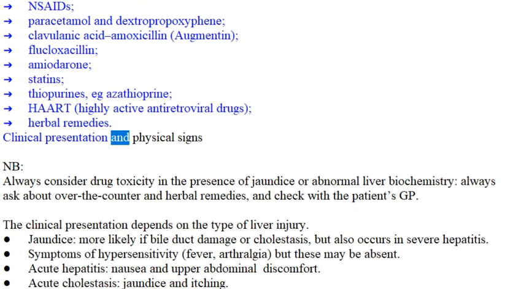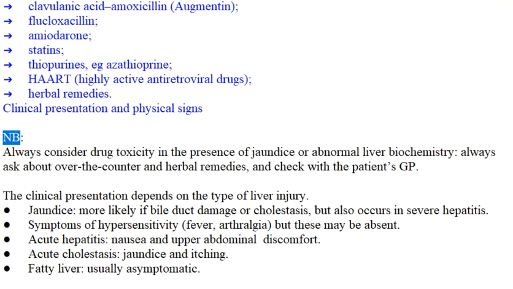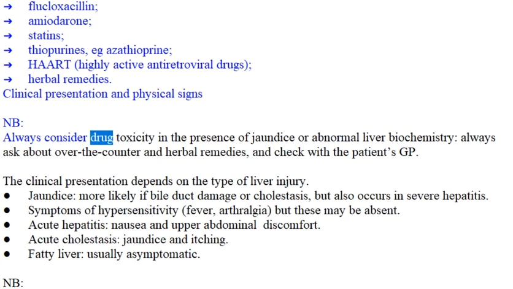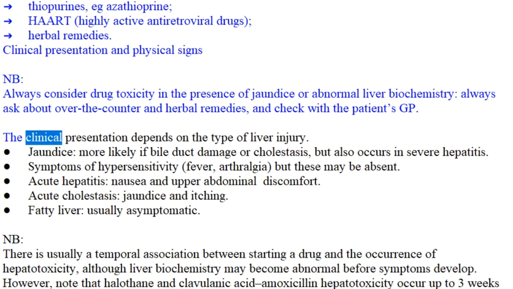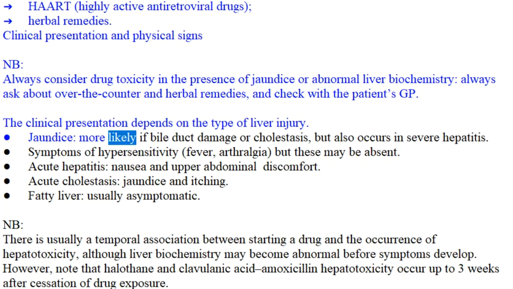Clinical presentation and physical signs. NB. Always consider drug toxicity in the presence of jaundice or abnormal liver biochemistry. Always ask about over-the-counter and herbal remedies, and check with the patient's GP. The clinical presentation depends on the type of liver injury. Jaundice, more likely if bile duct damage or cholestasis, but also occurs in severe hepatitis.